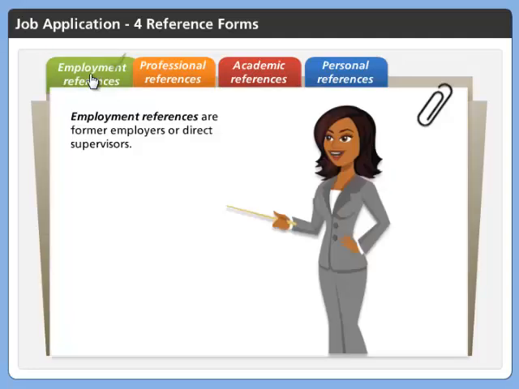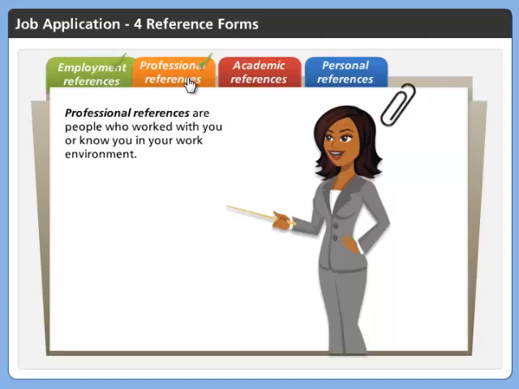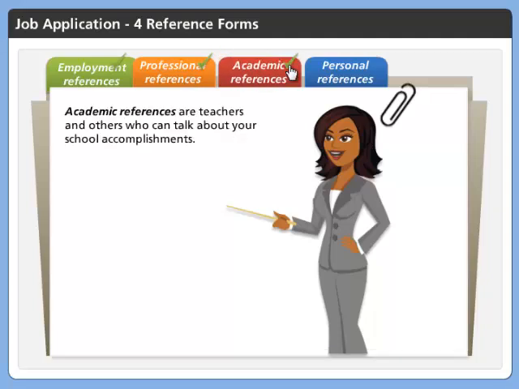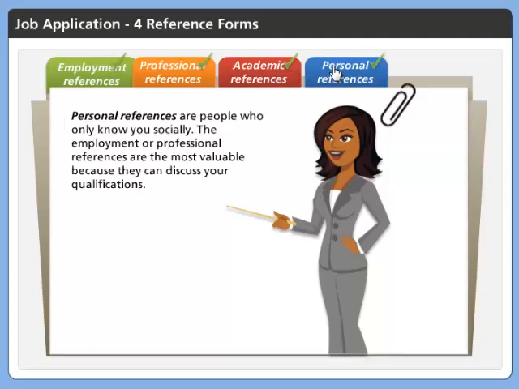Employment references are former employers or direct supervisors. Professional references are people who worked with you or know you in your work environment. Academic references are teachers and others who can talk about your school accomplishments. Personal references are people who only know you socially. The employment or professional references are the most valuable because they can discuss your qualifications.